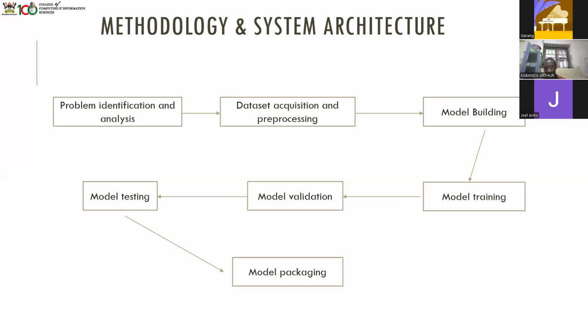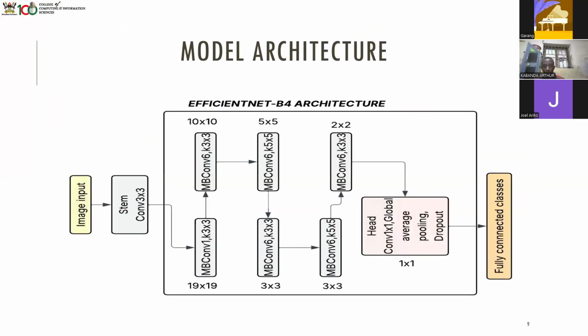Initially, we first identified the problem, and then we analyzed it. We collected our datasets for pre-processing, built the model, trained the model, validated it, tested it, and then packaged it for deployment. So this is the model that we used, and this is its architecture. We used EfficientNet-B0, and it was basically running based on the following principles.